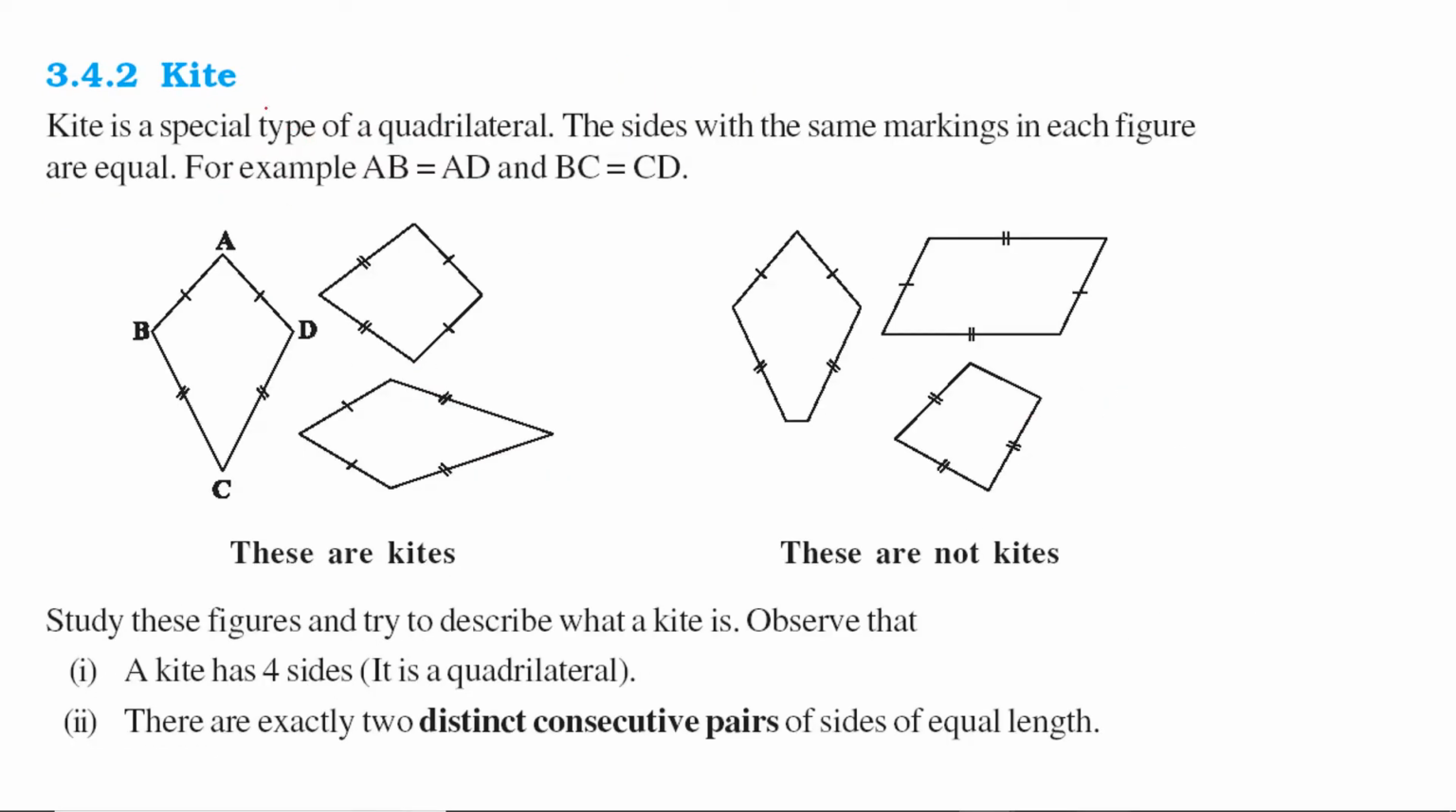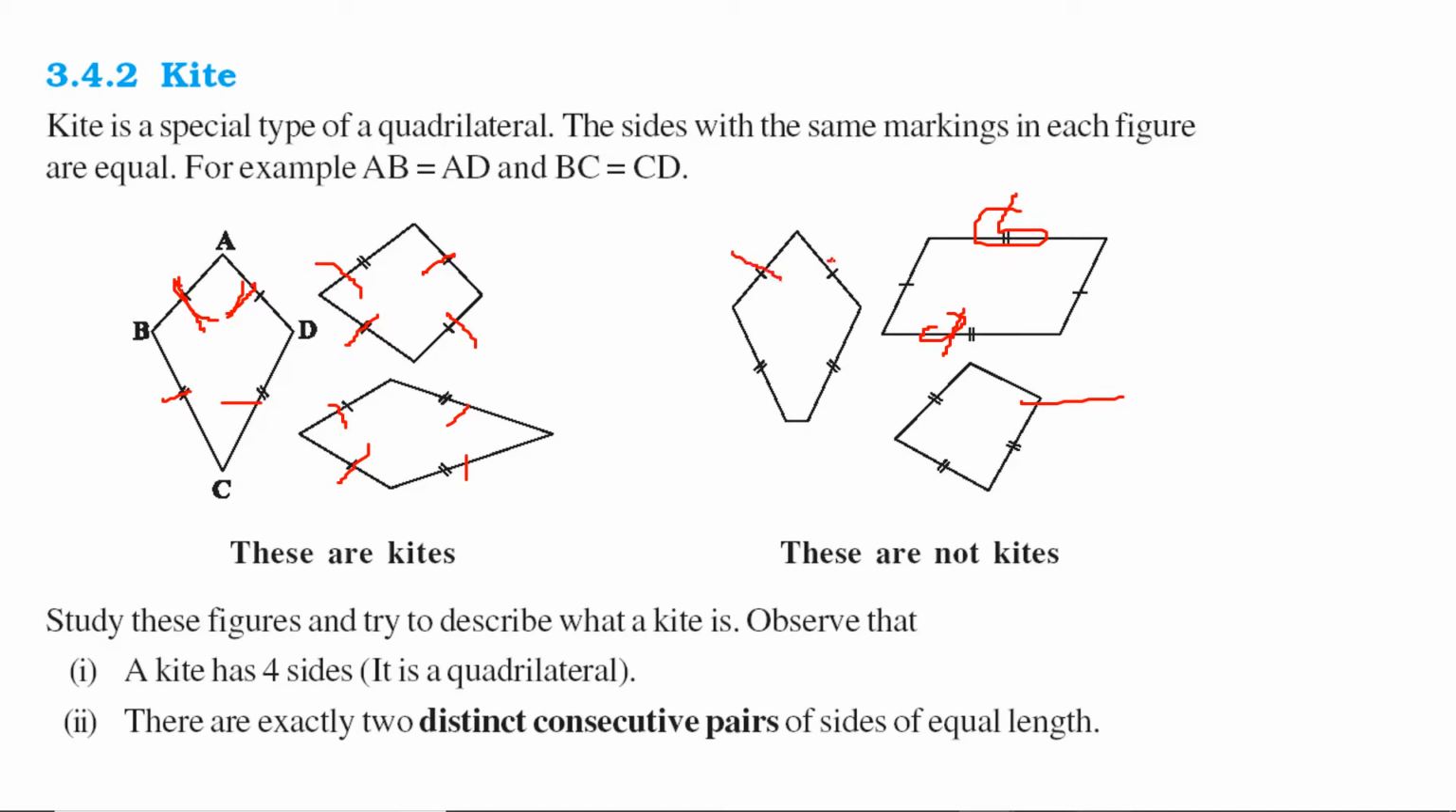Kite. This is also a special type of quadrilateral, and the sides with the same markings, see, these two sides are equal, these two sides are equal. Two consecutive sides have to be equal. For example, these two are equal, these two are equal. These are kites. These are not kites. Because why? Because these are opposite sides and they are parallel. In a kite they may not be parallel, but they have to be equal.